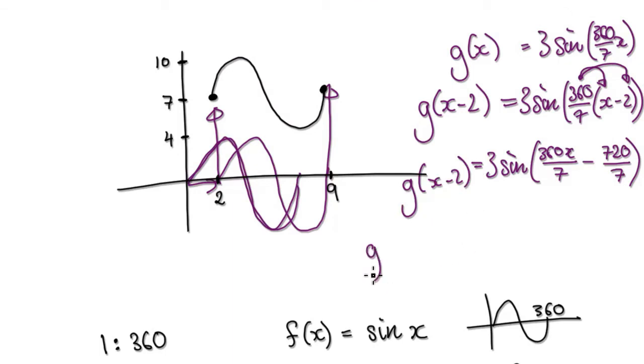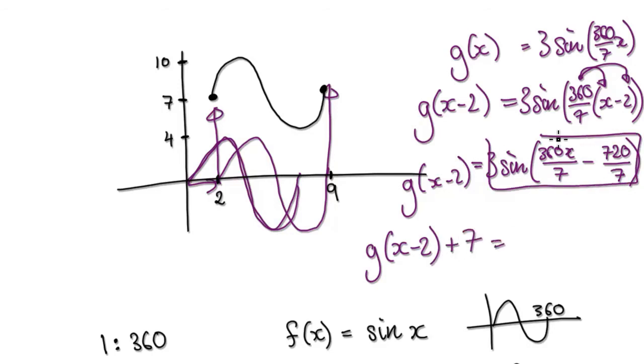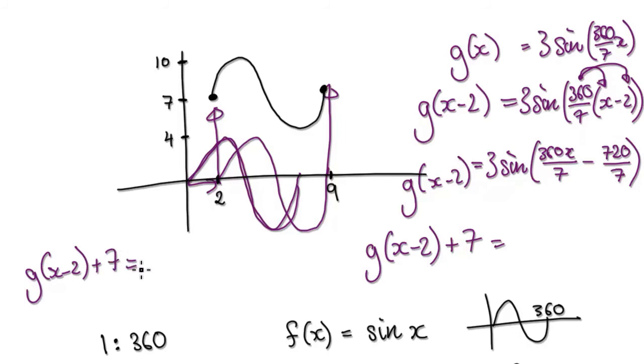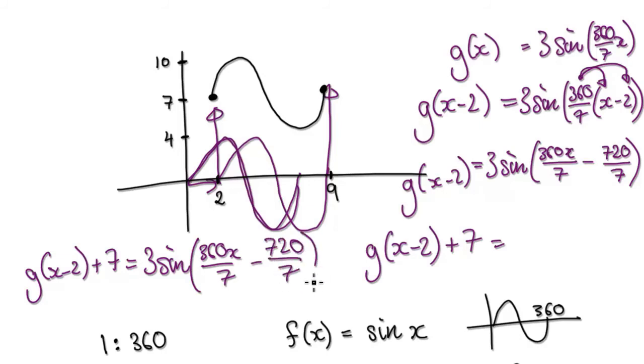So we need to apply this transformation: get the previous graph and then add 7. So that would mean the whole thing here and then add 7. I'm going to write plus 7 over here. That would then give us the whole thing, 3 sine of the bracket 360x over 7 minus 720 over 7, and then everything add 7.